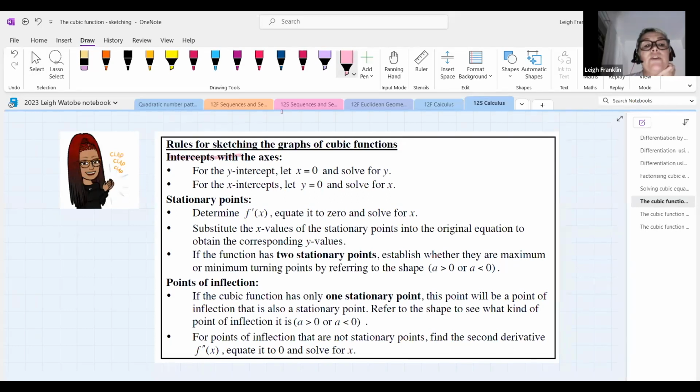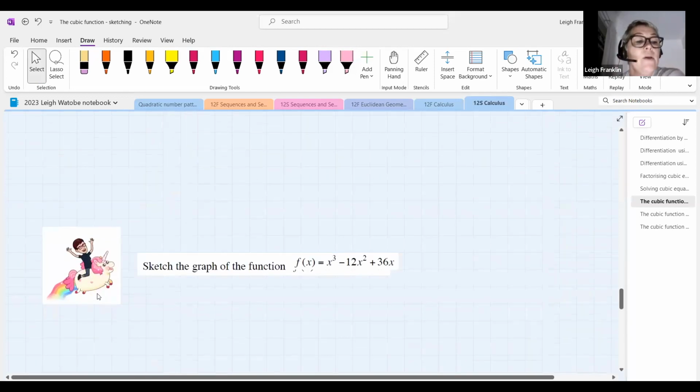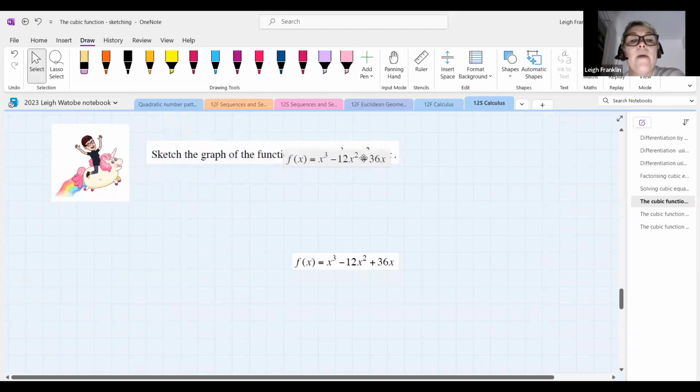So we've been sketching functions for a long time, since grade 10. The rules haven't changed when it comes to the x and y intercepts. For the y-intercept, we let x be 0 and we solve for y. For the x-intercepts, we let y be 0 and we solve for x. That is easy enough. So for example, here we have this particular function. We're going to go back to this same function that we were speaking about earlier.